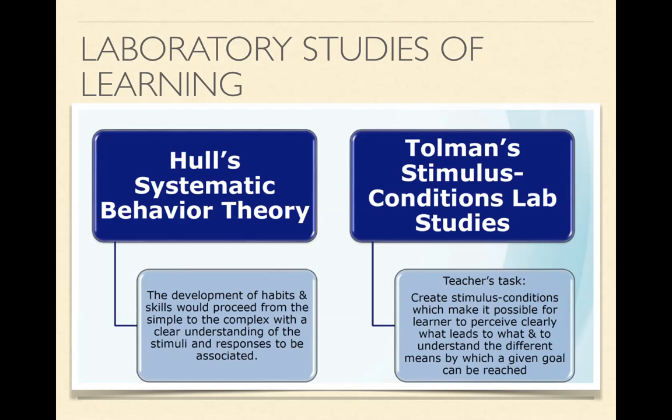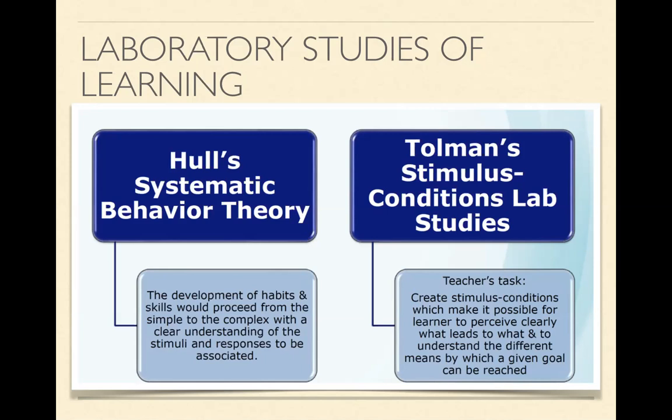Tolman, on the other hand, he believes that the teacher's task is to create stimulus conditions which make it possible for a learner to perceive clearly what leads to what and to understand the different means. So basically, Tolman was one of the leading figures in protecting academic freedom during the 1950s, during the McCarthy era. So he was definitely someone that was humanistic, human rights, civil rights, and just the right of people to express themselves and have their freedom of speech and their freedom to learn and express themselves during a tough era in our history in the United States.